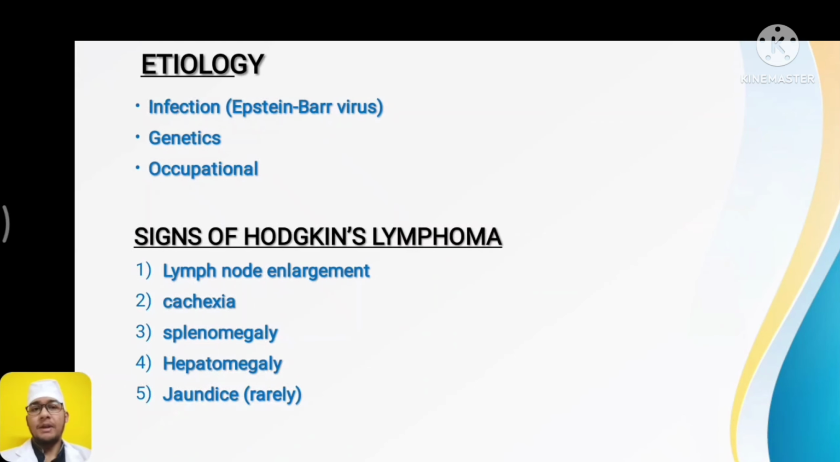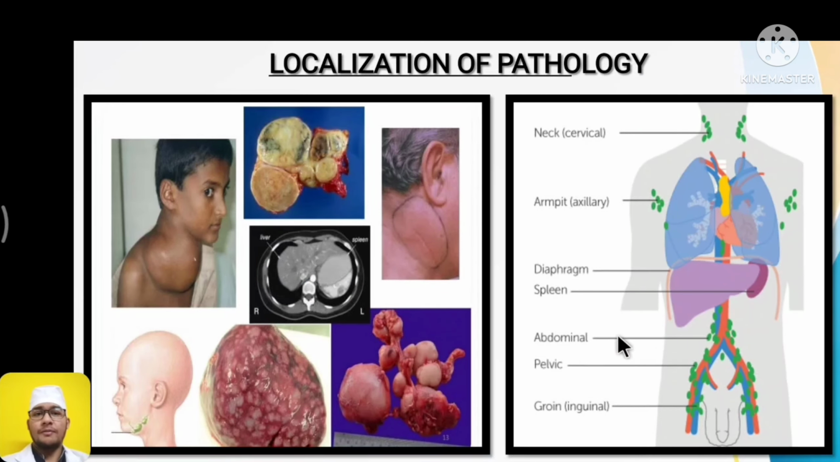Etiology: it can be infectious, genetic, or occupational. What are the signs of Hodgkin's lymphoma? Lymph node enlargement, cachexia, splenomegaly, hepatomegaly, or jaundice. Localization of pathology: as you can see clearly, the pathology is majorly localized in the lymph nodes.